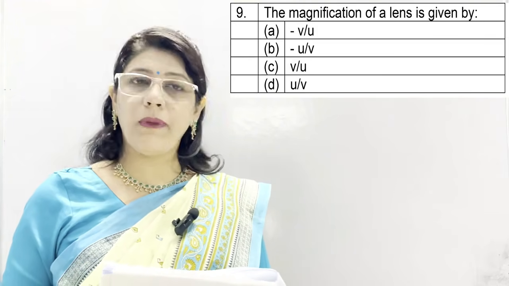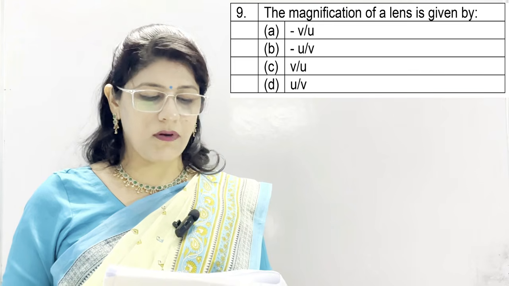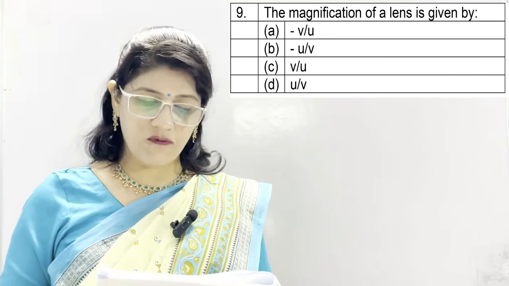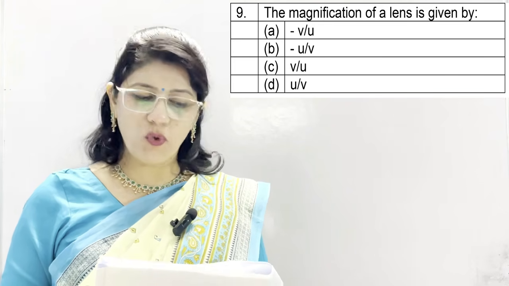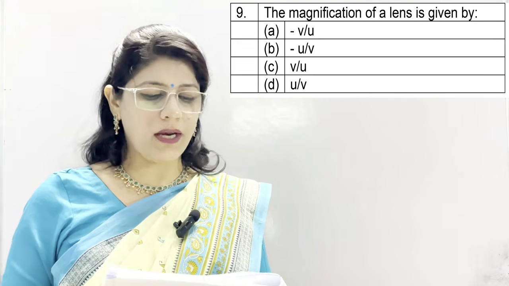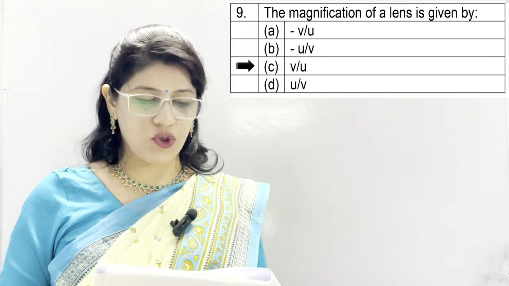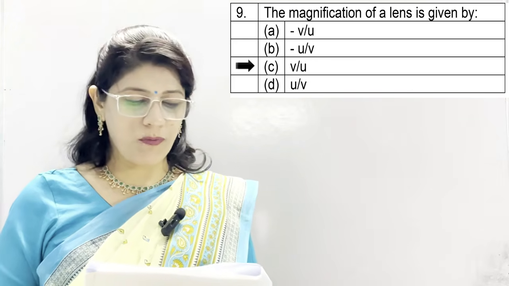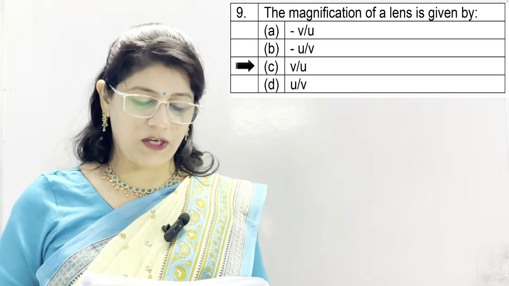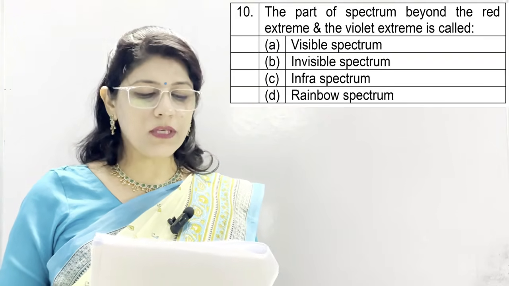Now question number 9. The magnification of a lens is given by option A, minus v by u, B, minus u by v, C, v by u, and D, u by v. And the correct option is C, v by u. v is the distance of image divided by the distance of object from the lens. Question number 10.